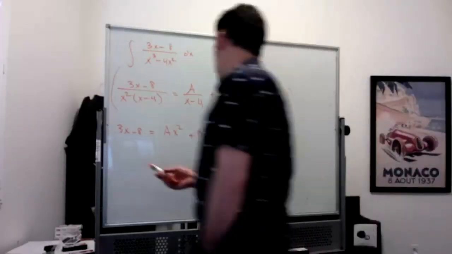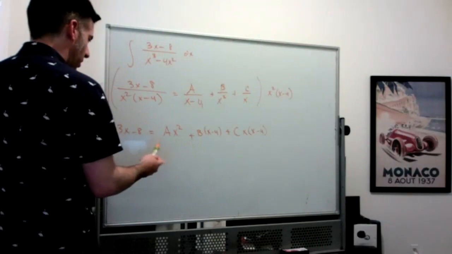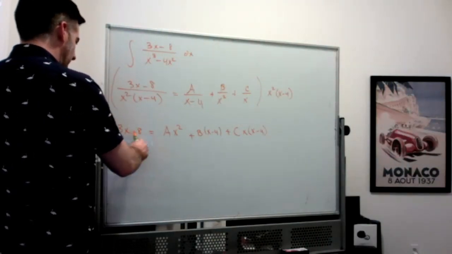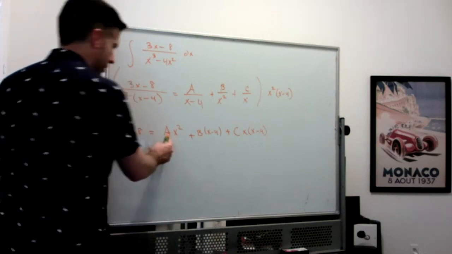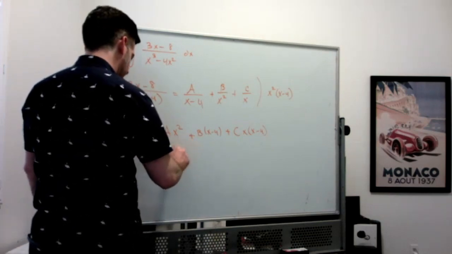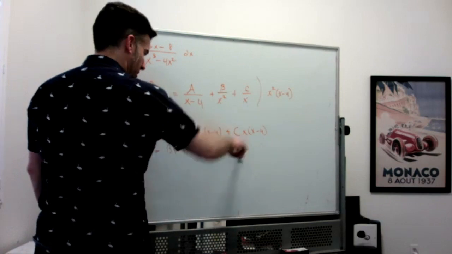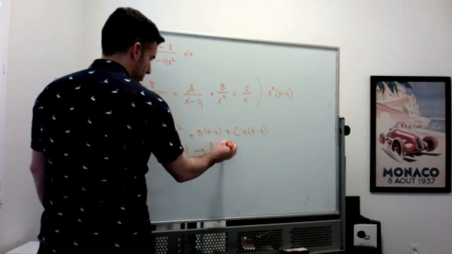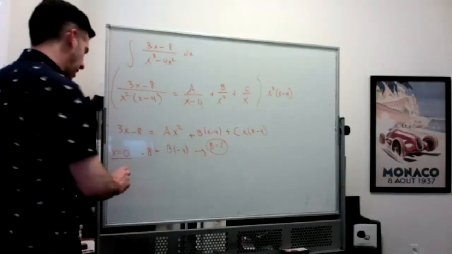So now we're going to use our convenient values. I'm going to use x equal to 0. I'm going to get -8 on the left. I'm going to get 0 plus b times -4 plus 0. So I'm going to get b equal to 2.